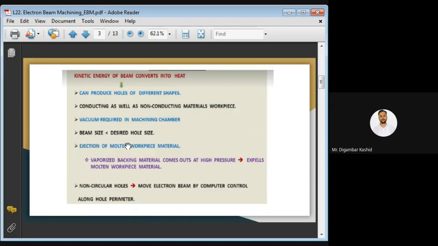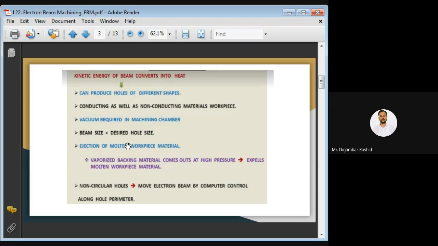And here please note, again one more question for the MCQ: the electron beam size should be less than the desired hole size which we want to produce on our workpiece. Your workpiece may be conductive as well as non-conductive, or ceramic, or any metal. And don't forget, vacuum is required in the machining chamber. The vaporized metal comes out at a high velocity, and along with that it will expel the molten workpiece metal.